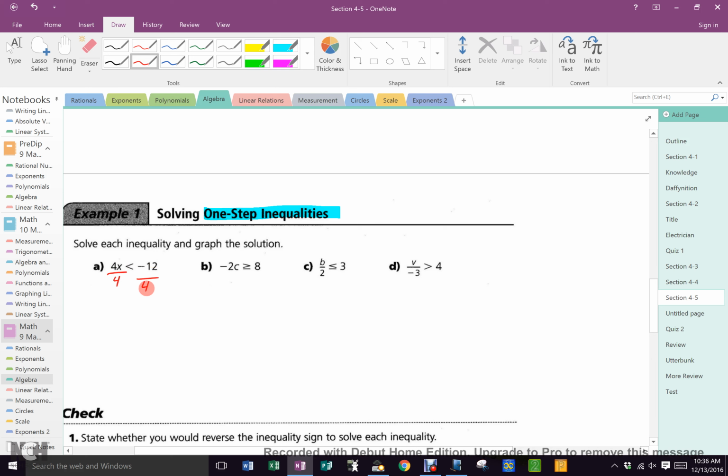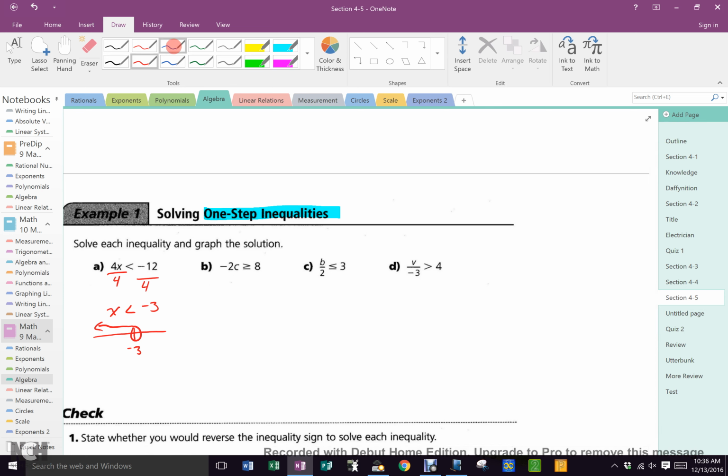Divide by 4. Now, did I divide by a positive or a negative? Positive. So does the sign change, Cole? No. The sign doesn't change because this is positive. What's negative 12 divided by 4? Negative 3, and then we graph it. The only number that matters is negative 3, open circle, follow the arrow because letters first. Everybody good?